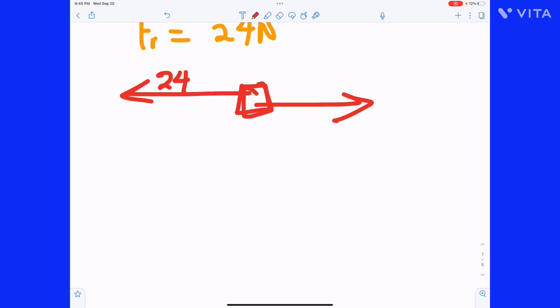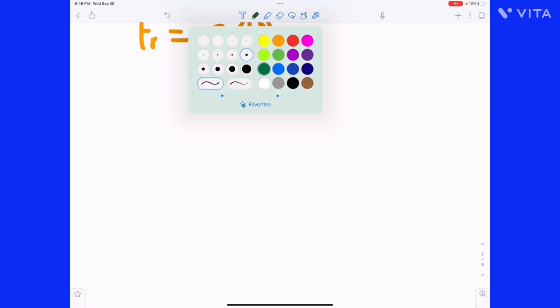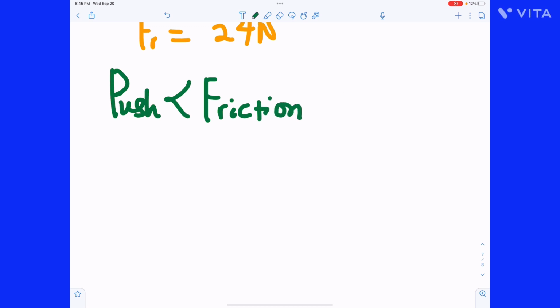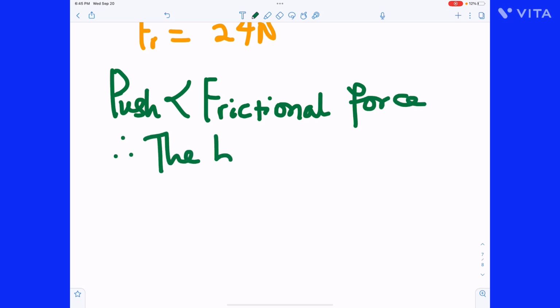So what will our answer be? Our answer will be, let's put it this way: the pushing force is less than the frictional force. Therefore, the box will not move.